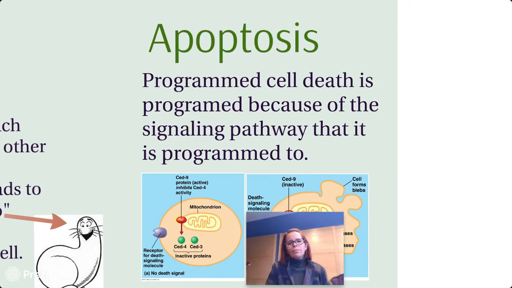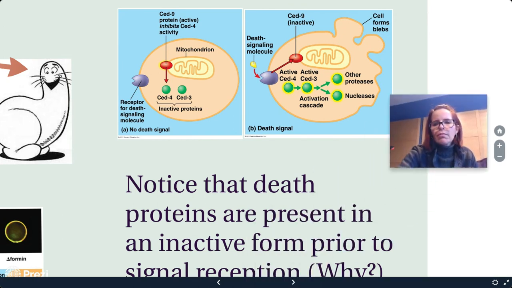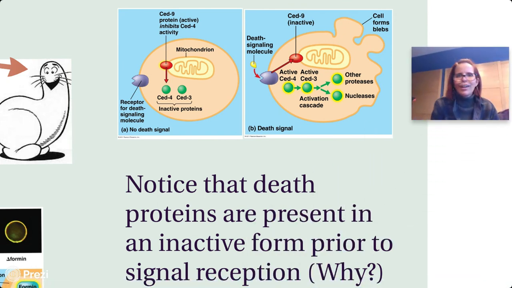Okay, so remember that apoptosis is programmed cell death. It's programmed because of the signaling pathway, it's already there. It's already present. So I think at one point it says, let me show you this here really quickly. It says, notice that death proteins, they seriously call them death proteins, are present in an inactive form prior to signal reception. Why are those death proteins there prior to signal reception? So that apoptosis can take place quickly.